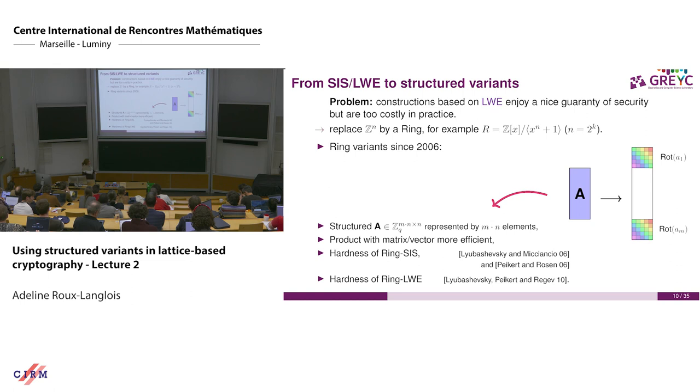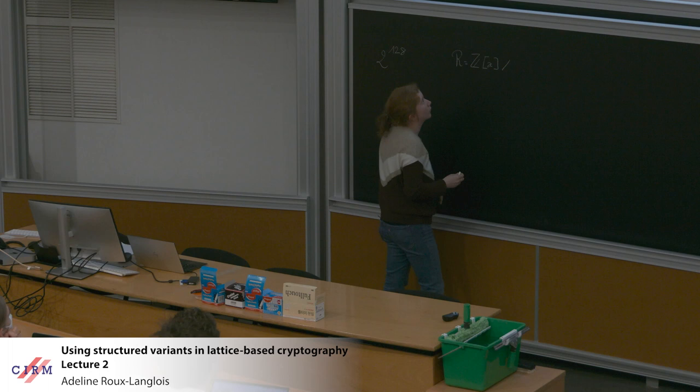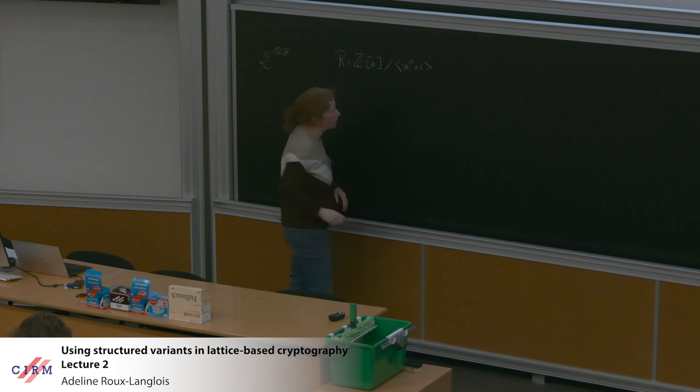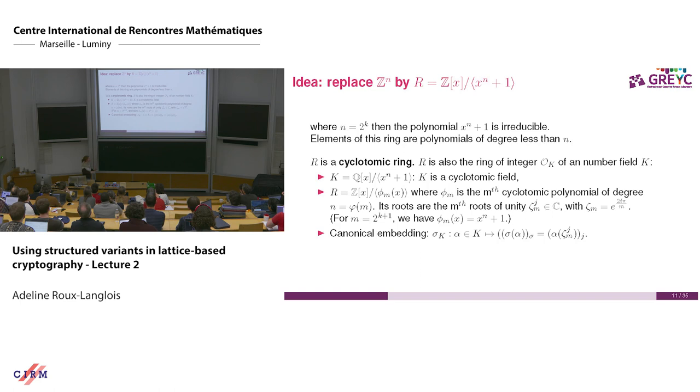Okay. So let's go a bit more into details. I will always keep this ring of polynomials. It's kind of a consensus in the community because it's a ring on which we know everything goes well and we can do our computation fast and there are no particular attacks on the problems. But you could consider other rings. This one is a nice one for us.